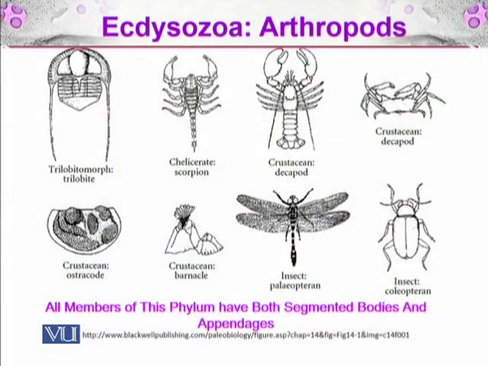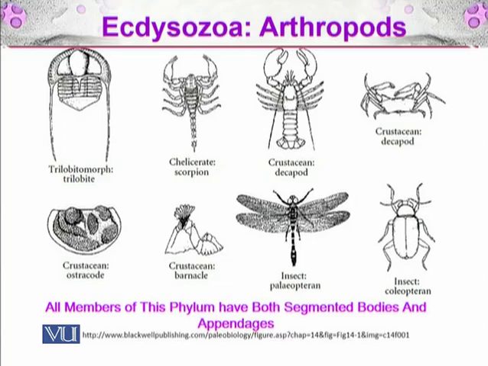Here you can see members of the phylum Arthropoda, which have segmented bodies and appendages. So these are the inclusive characteristics which make an organism an arthropod. If we start from the upper left side, there is the Trilobitomorpha. That means it is an organism which is just like the trilobites. We'll be discussing that later. Then there are the Chelicerata, which are the scorpions, the crustacean, which is a decapod. There is another crustacean, which is also a decapod. And the ostracods, barnacle, insects, and the coleopteran, which is an insect, the beetle in our common language.